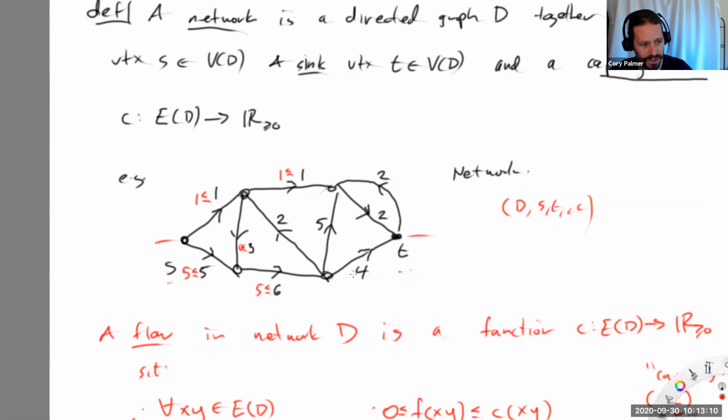But once I've reached here, I can't have 5 go along this arc because the capacity is 4. But let's fill that up. That's a reasonable thing to do, make it fill up. And then the remainder has a couple of options. There's one more unit of flow that has to leave this point here in order to satisfy Kirchhoff's. I can go along this arc or I can go along this arc.